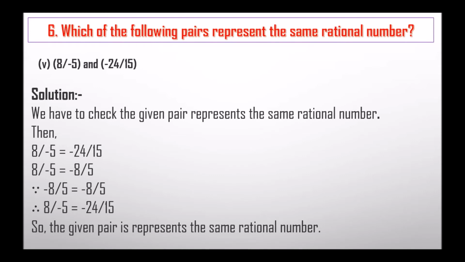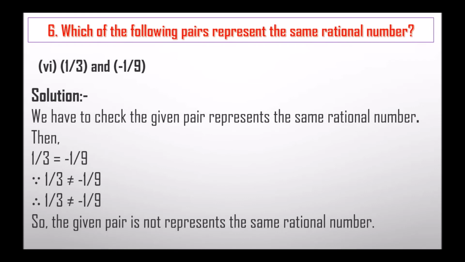8 upon minus 5 and minus 24 upon 15. 8 upon minus 5 equals minus 8 upon 5, and minus 24 upon 15 equals minus 8 upon 5. Therefore 8 upon minus 5 equals minus 24 upon 15. So the given pair represents the same rational number.